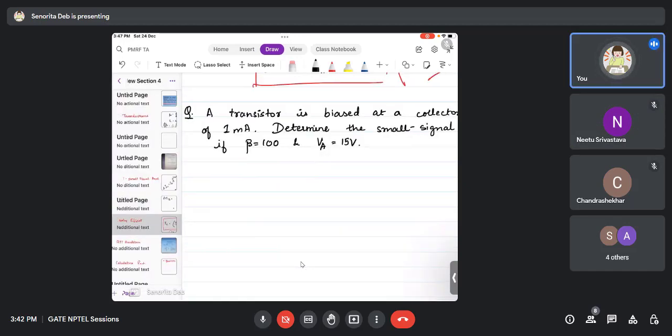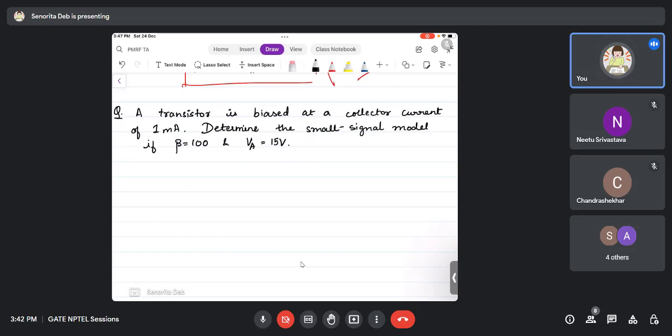Okay, so now please look into this question and tell me what answer you are getting. What you have to find out here is the R pi small signal model, right? So you need to find GM, R pi and R naught. Since VA is given, you need to find R naught as well. Please tell me what values you are getting.